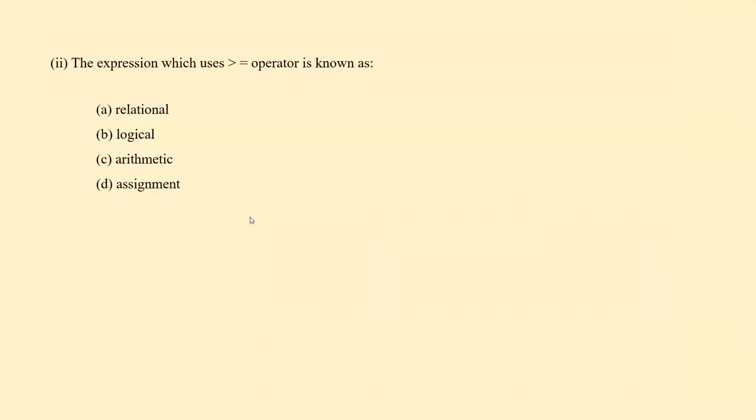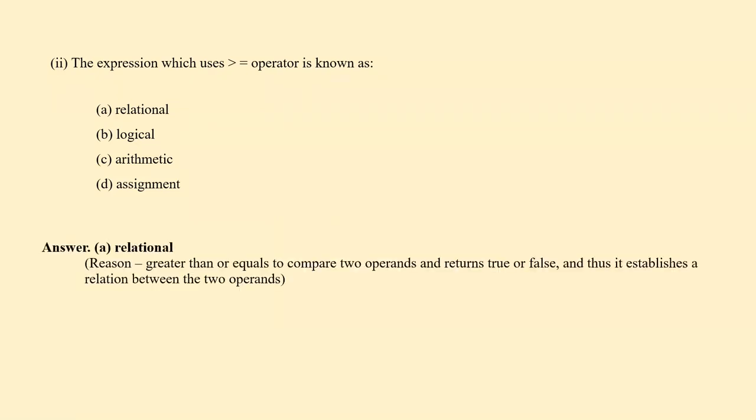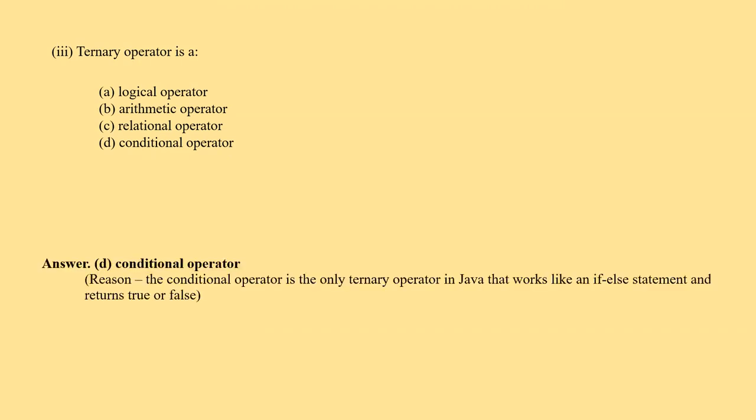Next question. The expression which uses the greater than or equal to operator is known as: relational, logical, arithmetic, assignment. The answer is relational. Reason: greater than or equal to compares two operands and returns true or false, and thus establishes a relation between the two operands. Next question. Ternary operator is a logical operator, arithmetic operator, relational operator, conditional operator. The answer is conditional operator. Reason: the conditional operator is the only ternary operator in Java that works like an if-else statement.